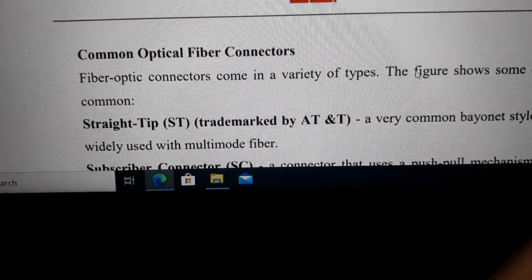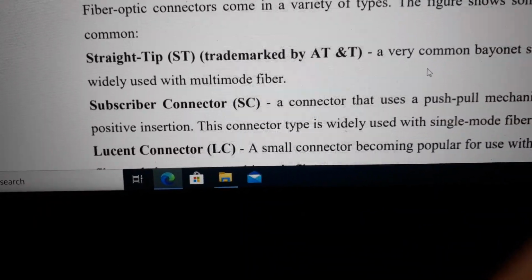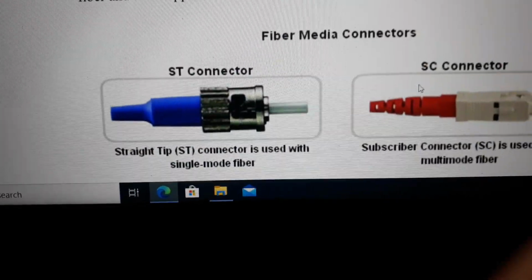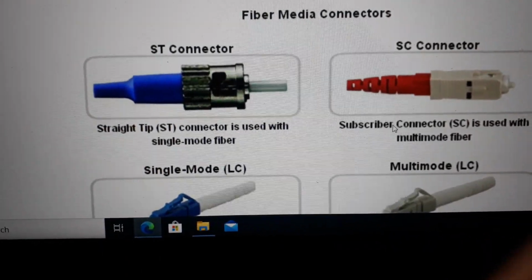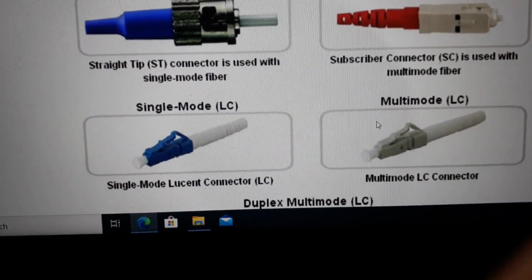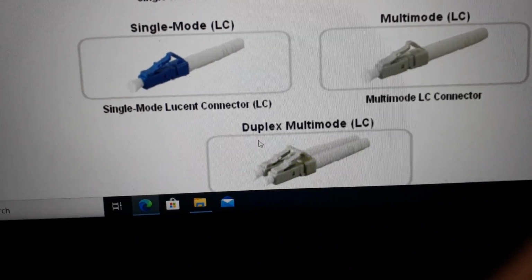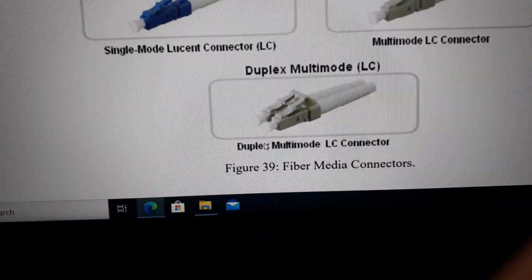Here the types of connectors with optical fiber. We have these types: ST, SC, single mode LC, multi-mode LC, and here we have duplex multi-mode LC.